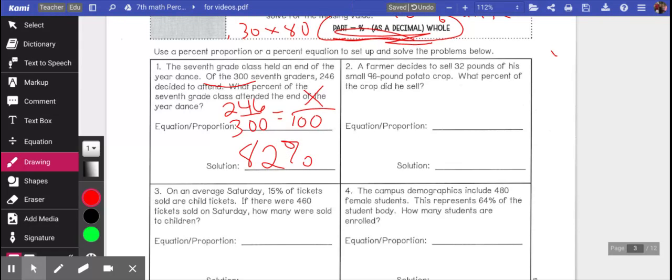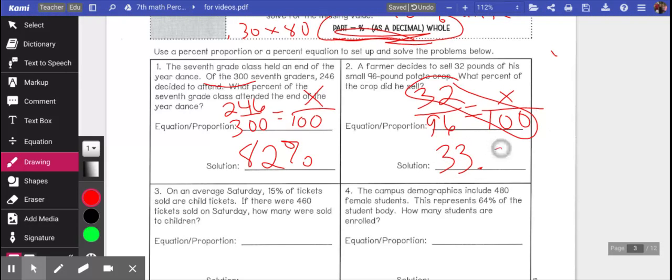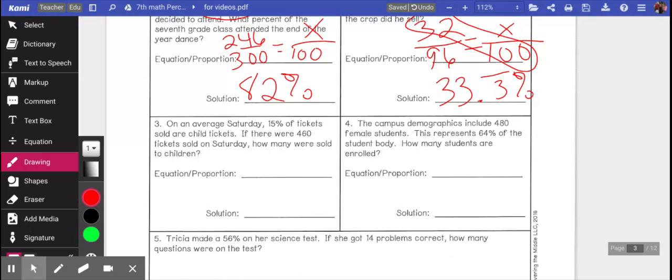A farmer decides to sell 32 pounds of his small 96-pound potato crop. What percent? So again, you can pause it and do this on your own. Okay, it says of his 96, so 96 is the total, and he's selling 32. Cross multiply and then divide by 96. Your answer is exactly 33.3 repeating percent. But you can round that to 33 if you want, or it could be 33 and a third.